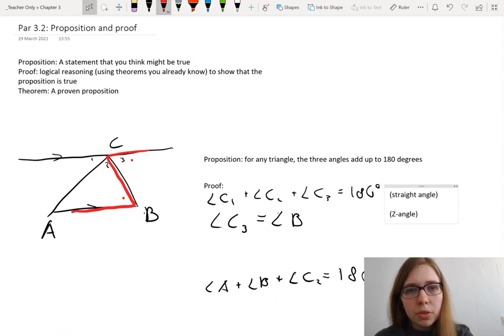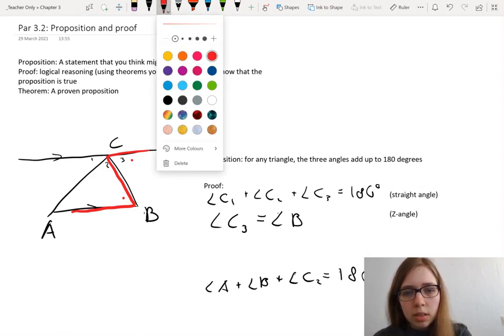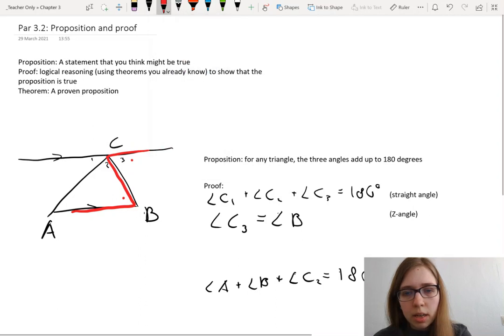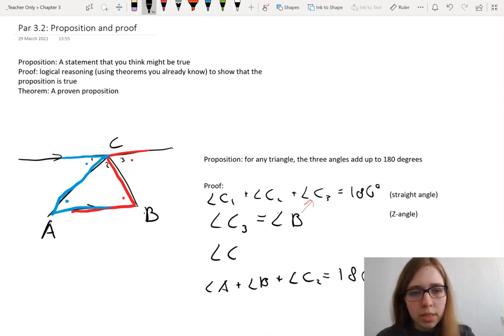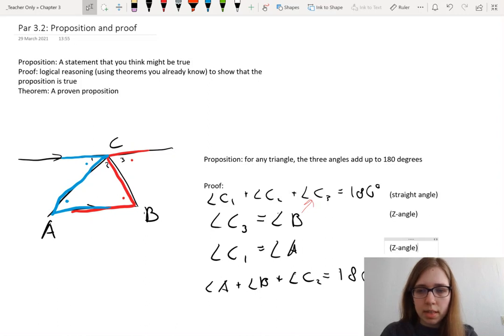So what I can kind of do is here I can actually write down B. So I've got my C2, I've got B. All I need to do is get rid of this one. And that should somehow be equal to A. Well, if we check out another Z angle, that is true as well. I know that angle C1 is equal to angle A. And again, this is because of a Z angle.